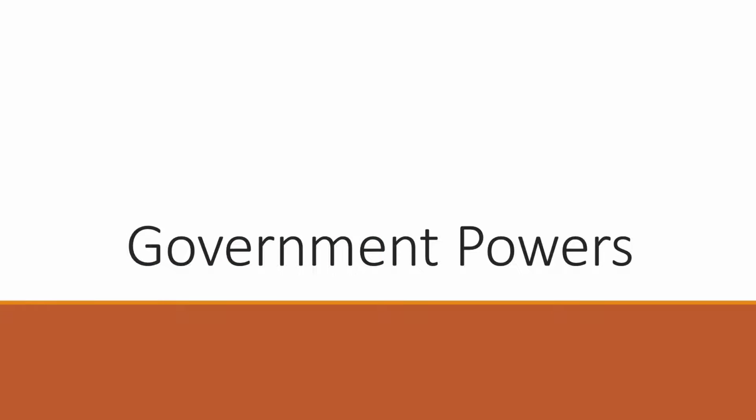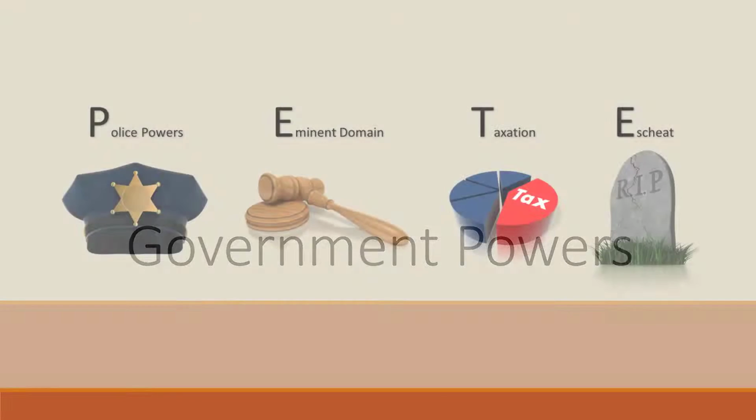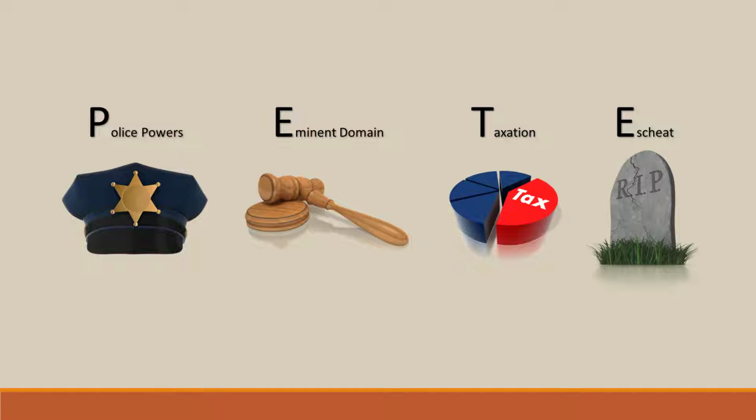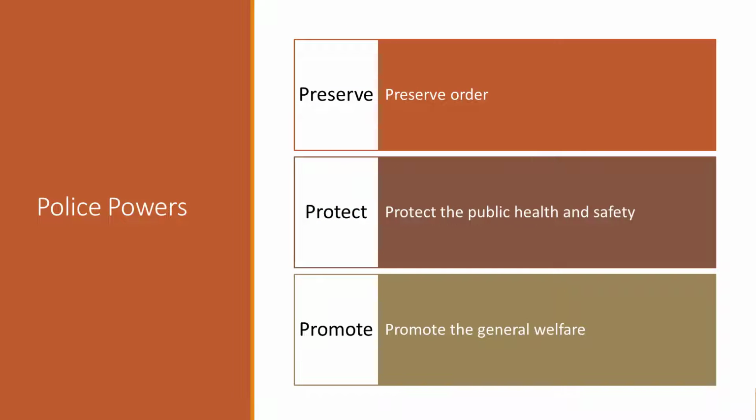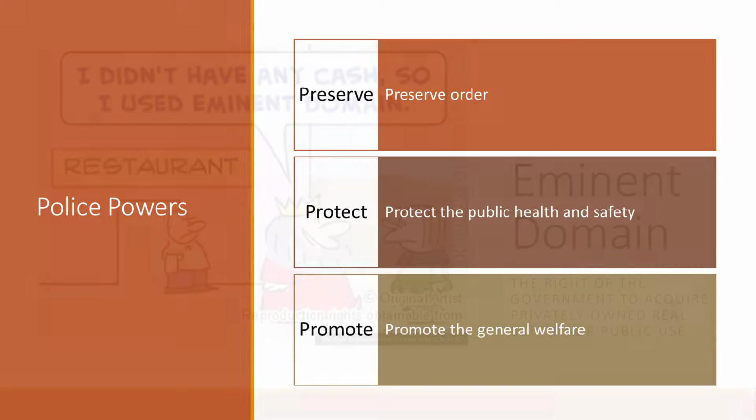Next, we will discuss government powers, which can be remembered by the acronym PITT. Police powers, eminent domain, taxation, and escheat. Police powers. Every state has the power to enact legislation to preserve order, protect the public health and safety, and promote the general welfare of the citizens. That authority is called the state's police powers.